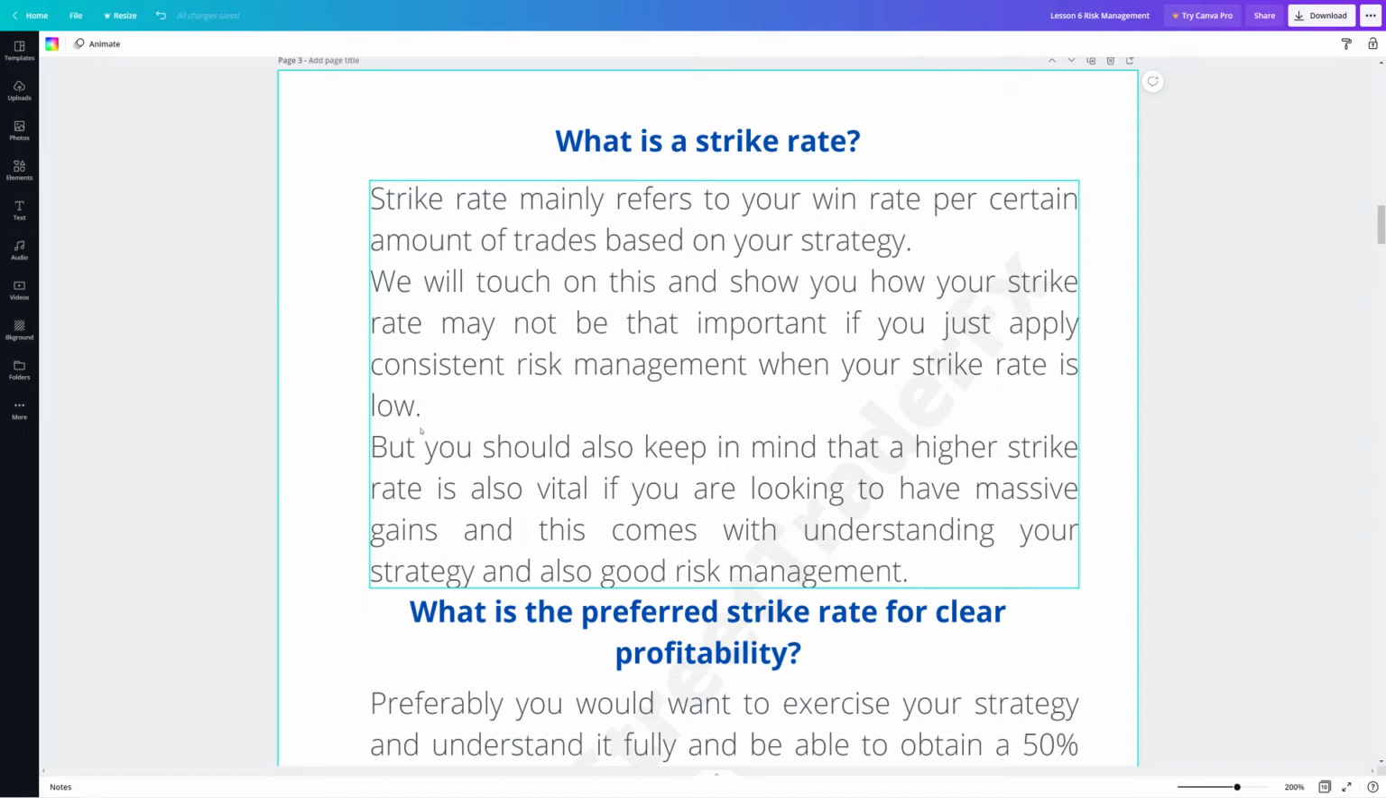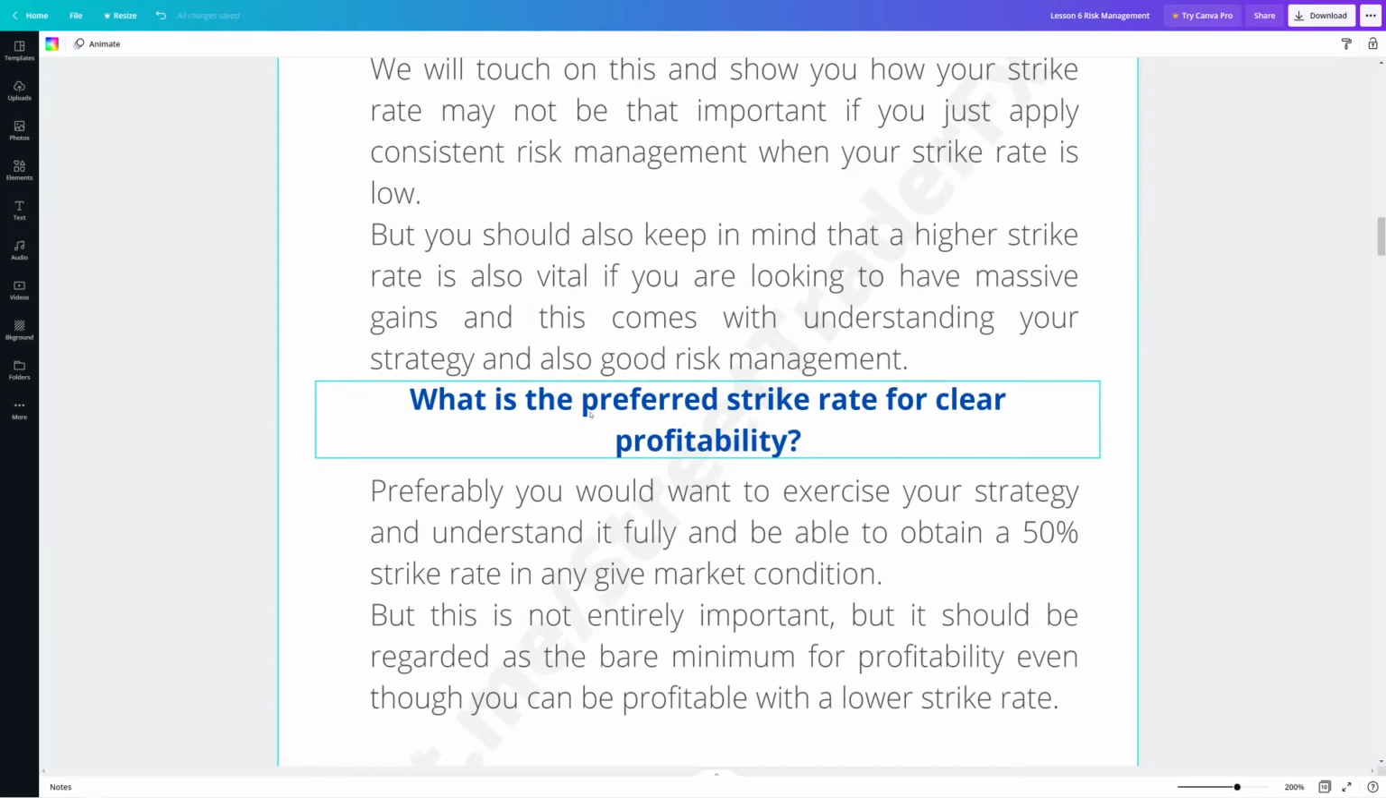So, up to you. But you should also keep in mind that a high strike rate is also vital if you're looking to have massive gains, and this comes with understanding your strategy and also good risk management.